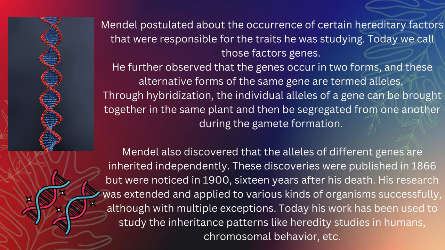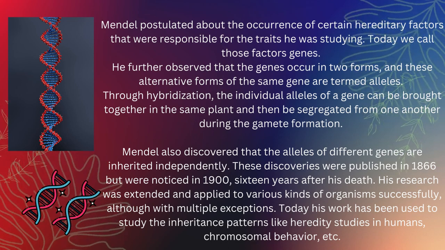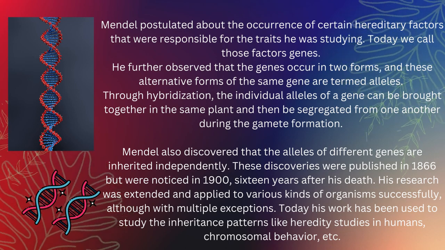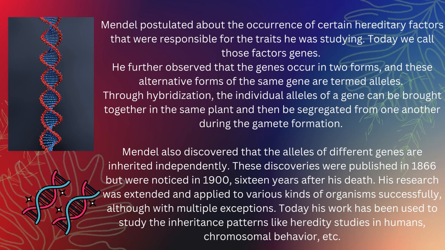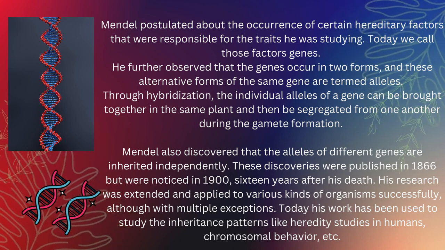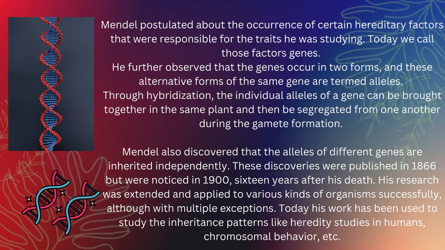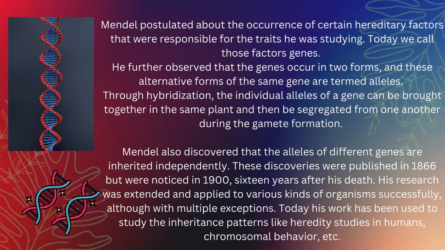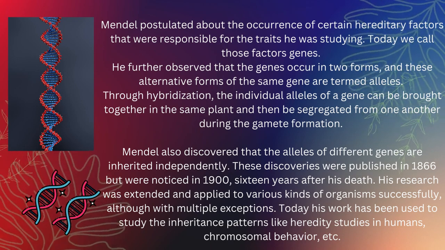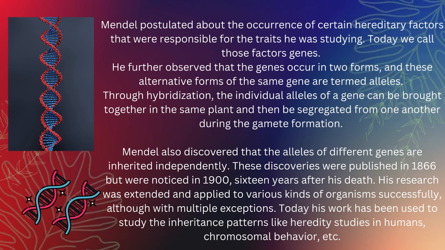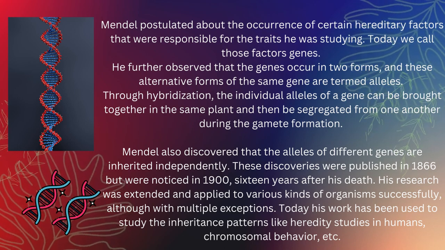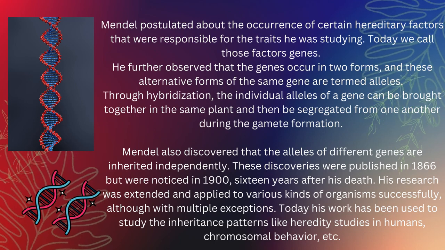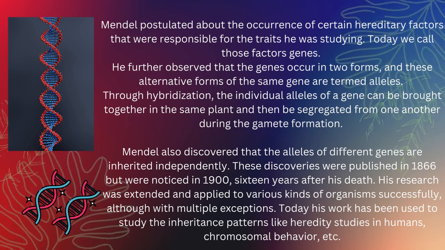Through the process of hybridization, the individual alleles of a gene can be brought together in the same plant and then can be segregated from one another during the gamete formation. Mendel also discovered that the alleles of different genes are inherited independently of one another. These discoveries were published in 1866 but were noticed in 1900, 16 years after his death. His research was extended and applied to various kinds of organisms successfully, although with multiple exceptions.